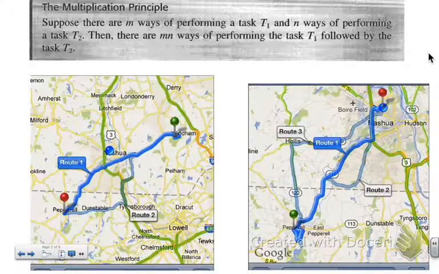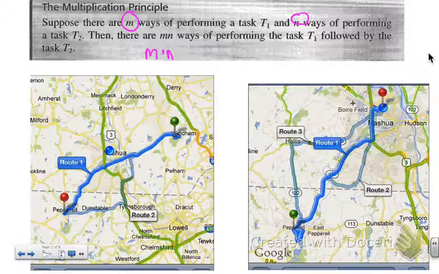Alright, the multiplication principle, or the fundamental counting principle, just says that if there are any number of tasks, let's consider 2, if there are m ways to do the first one, and n ways to do the second one, then we multiply m times n to find the number of ways both tasks could be performed.